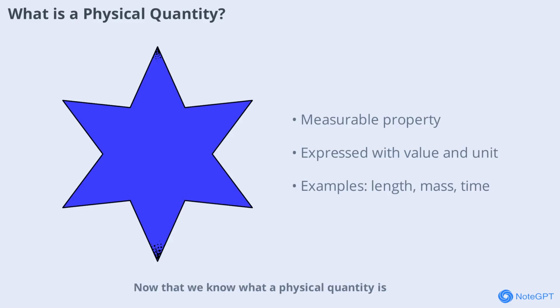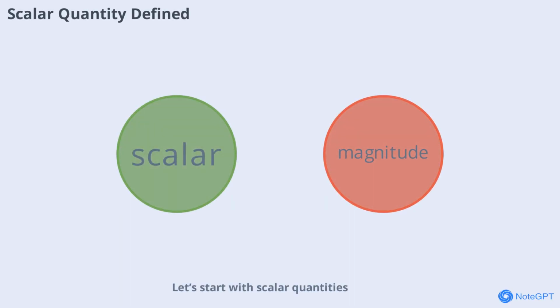Now that we know what a physical quantity is, let's see how they are categorized into scalars and vectors. Start with scalar quantities. A scalar quantity is one that is fully described by just a magnitude or size. It doesn't have any direction associated with it. For instance, if you say the temperature is 30 degrees Celsius, you're giving a scalar quantity. There's no direction involved, just a value. Other common examples include mass, speed, energy, and time. Scalars are simple and straightforward, making them easy to work with in calculation. Next, we'll see how vectors add another layer of complexity by including direction.